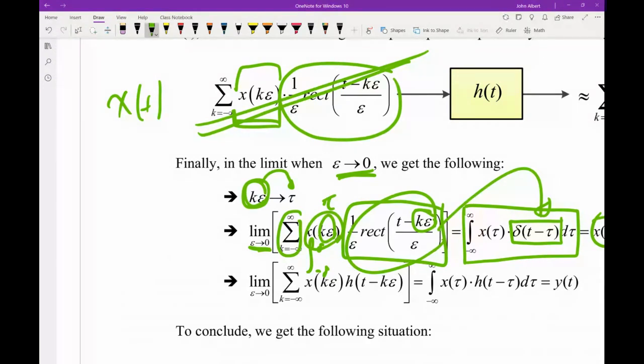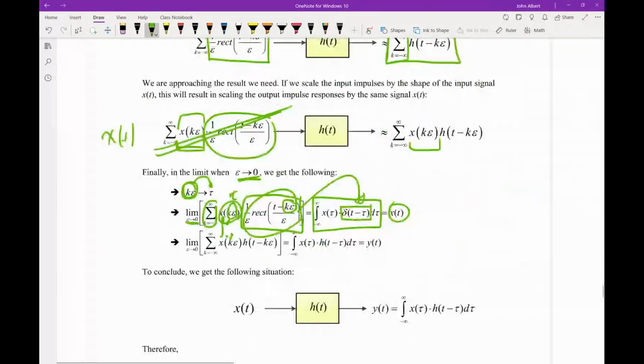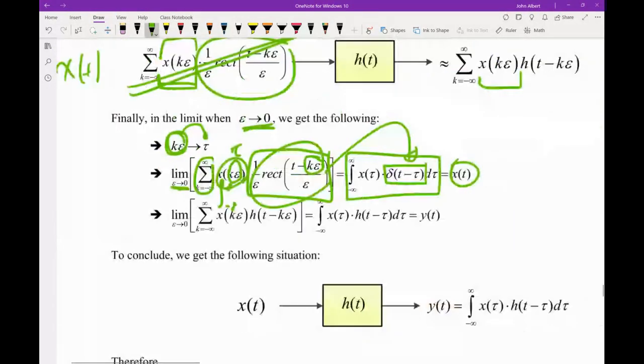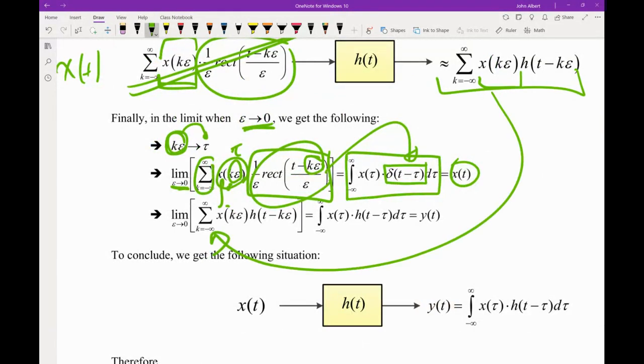Now let's look at the output. What will the output be in the limit as epsilon approaches 0? The output in here, if you notice, this is the output, which is exactly equal to this. In the limit as epsilon approaches 0, this becomes equal to x of tau, and this becomes equal to h of t minus tau. And this is basically the result that I'm interested in, which is equal to y of t.